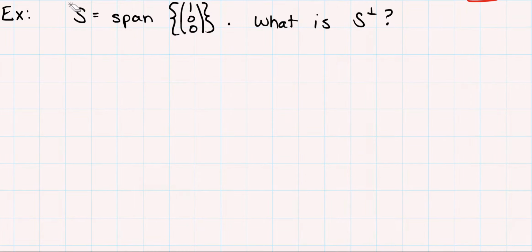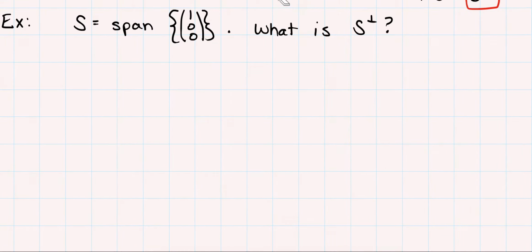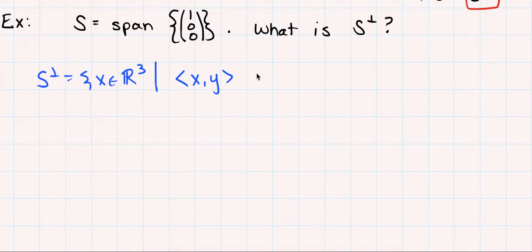Here I have that S is going to be the subspace of R3, and it's just the span of e1, so (1, 0, 0). And I want to know what S perp is. Okay, let's write the definition again. S perp is all the vectors in R3, because this is a subspace of R3, so we're looking for all vectors x in R3 such that the inner product of x with y is 0 for all y in S.